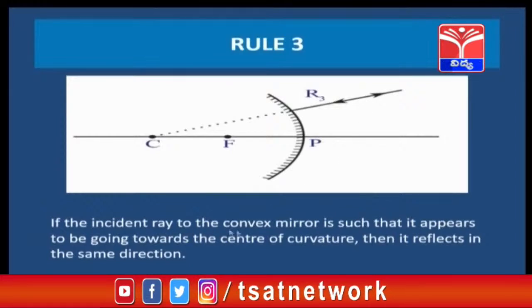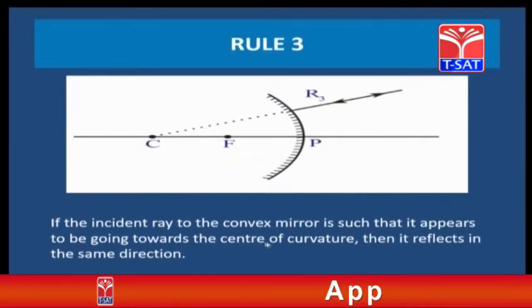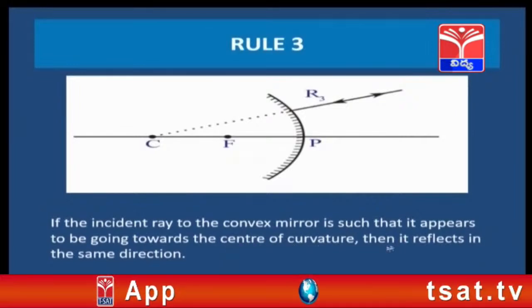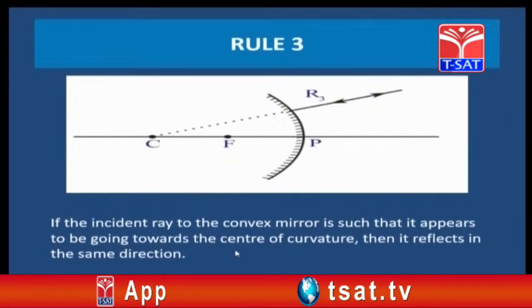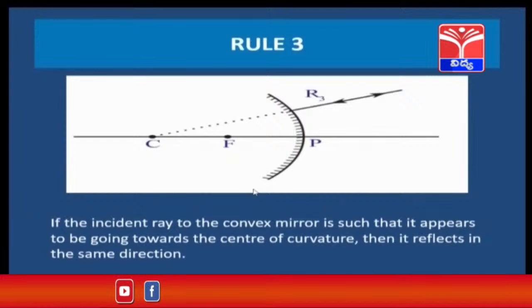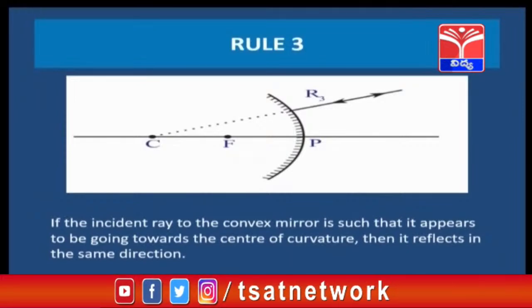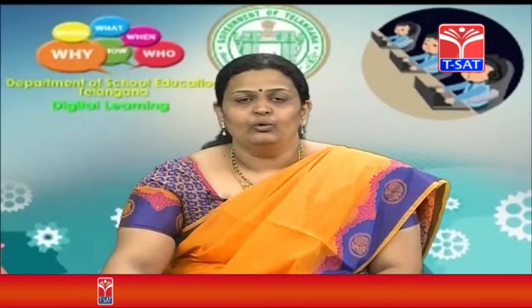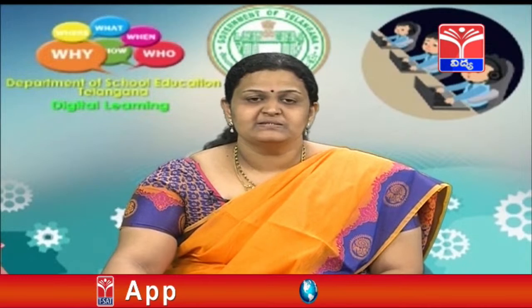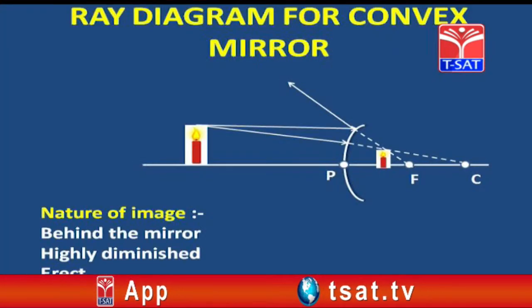If the incident ray to the convex mirror is such that it appears to be going towards the center of curvature, then it reflects in the same direction. This is rule number 3, children. So, with the help of these 3 rules, we can draw the ray diagram for a convex mirror. Unlike the concave mirror, the convex mirror has only one option, because wherever we keep the object, it always gives a virtual and diminished image.